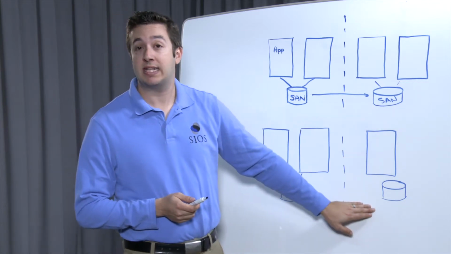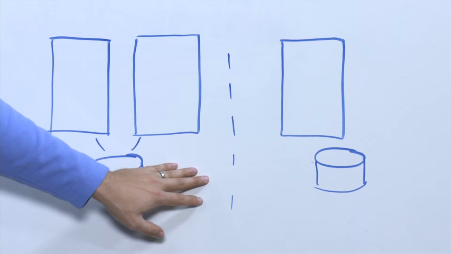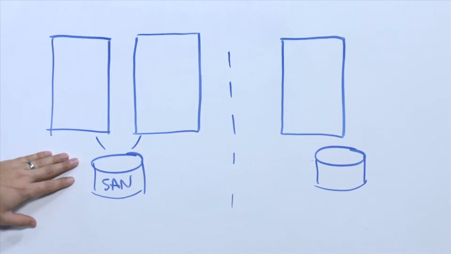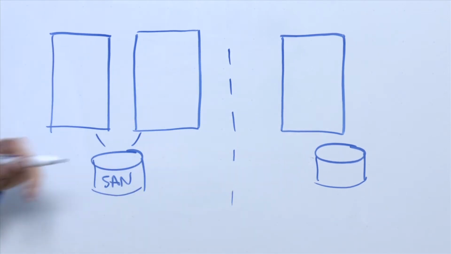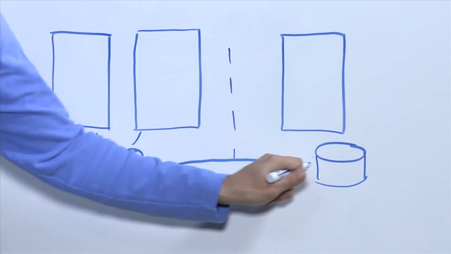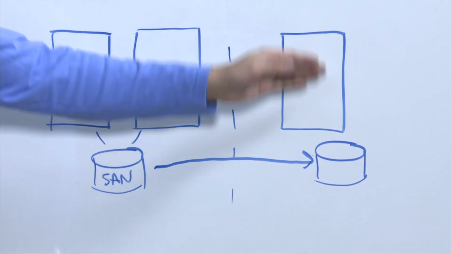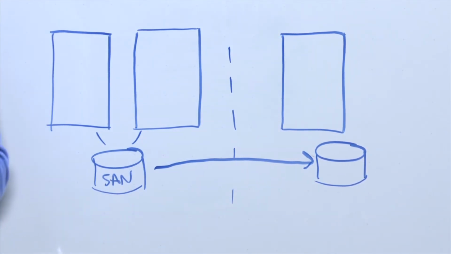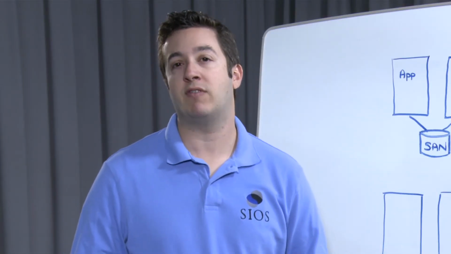You might not have a second SAN at the remote site. So here I have a 3-node cluster example where I've taken an existing 2-node cluster connected to a SAN. I've added a 3rd node with local storage, and again, SIOS is going to replicate the data from the primary site to the DR site and give you that same failover capability, this time without making that investment in a second SAN.